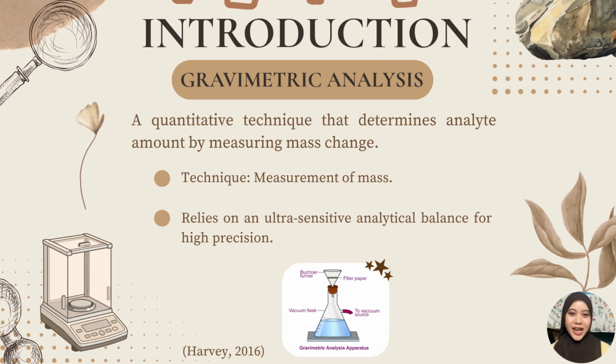What is gravimetric analysis? Gravimetric analysis is a quantitative technique that determines the amount of an analyte in a sample purely through measuring mass. The analyte is chemically converted into a solid product, which is then separated, dried, and precisely weighed using an ultra-sensitive analytical balance. What makes this method stand out is that it relies on nothing but mass, no light, no electrical signal, giving us highly accurate and reliable results.